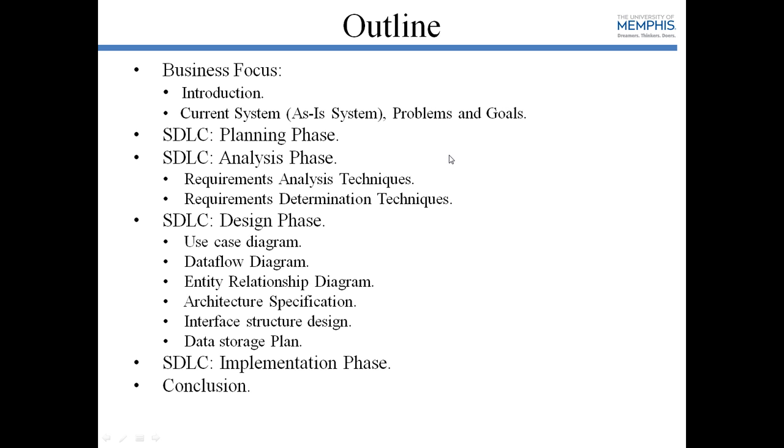First we're going to have the outline, which mainly consists of the business focus. In that we will talk about the introduction, the current system, the problems that we have, and the goals. Then we have the SDLC, that is the system development life cycle, in which there is the planning phase, the analysis phase, the design phase, and finally the implementation phase, and then the conclusion.